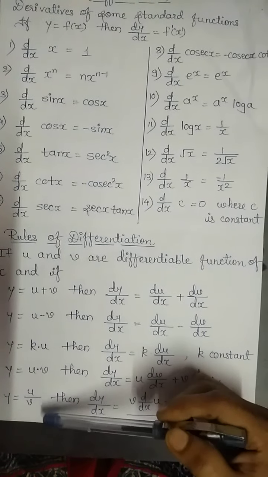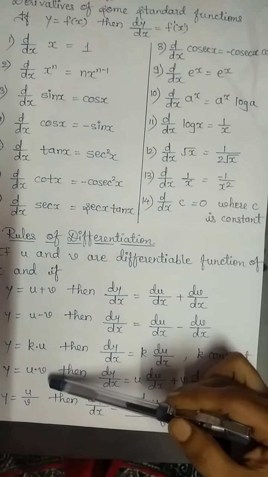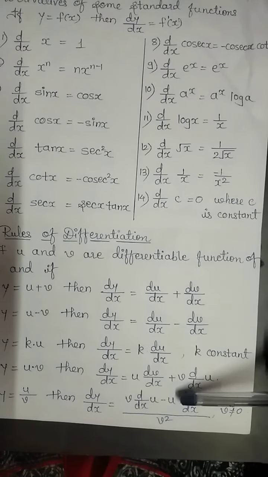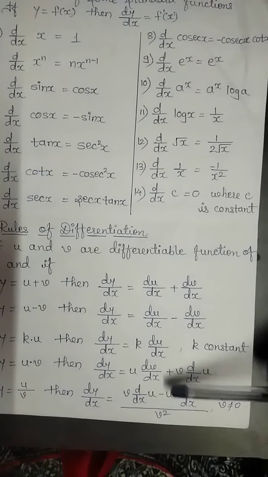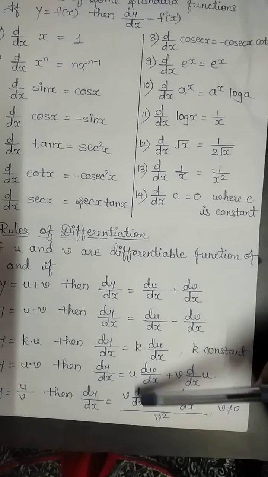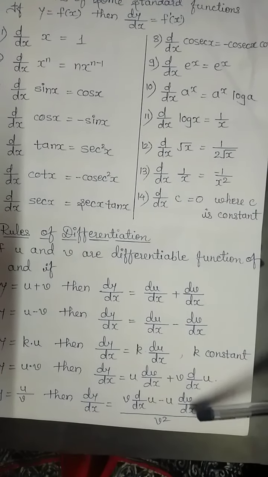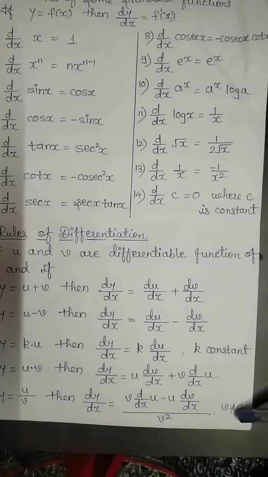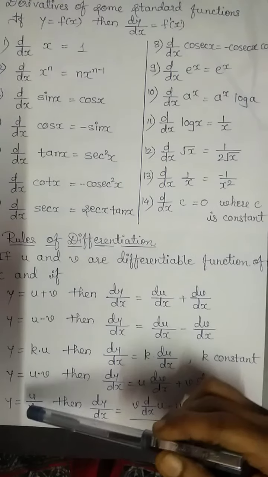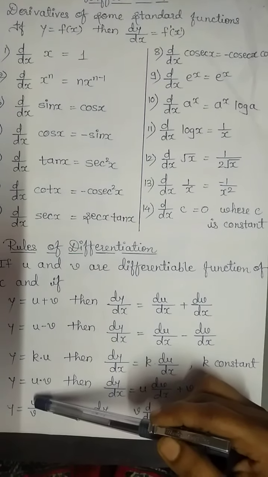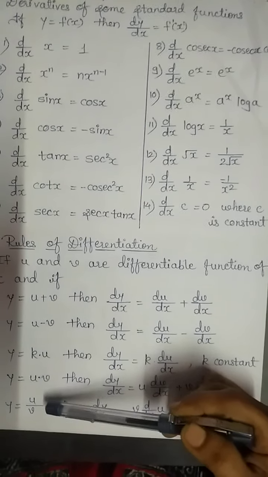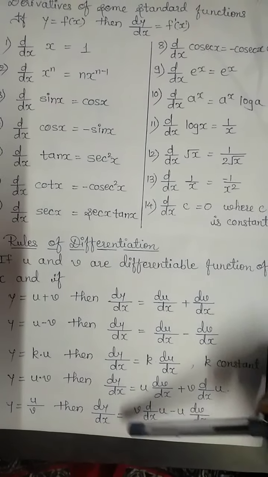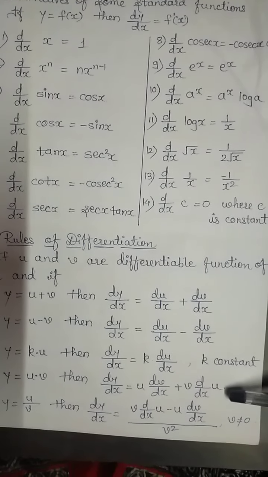Now y is equal to u by v. Here also 2 terms are given in the form of division, so we'll apply the formula of u by v rule. Now u by v rule is v derivative of u minus u derivative of v upon v square, followed by the condition that v is not equal to 0. Here also we cannot find the derivative of that term directly, like derivative of u upon derivative of v. We need to apply the formula which is also called the u by v rule.